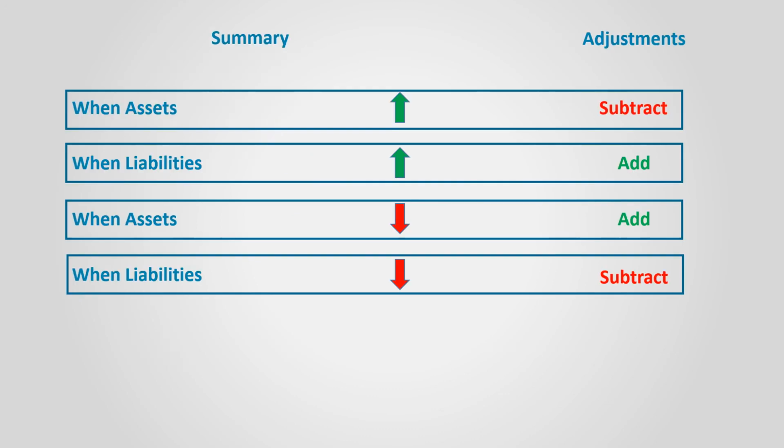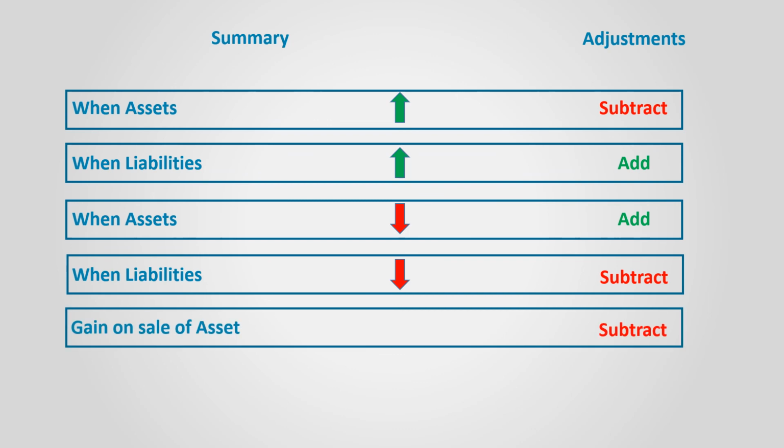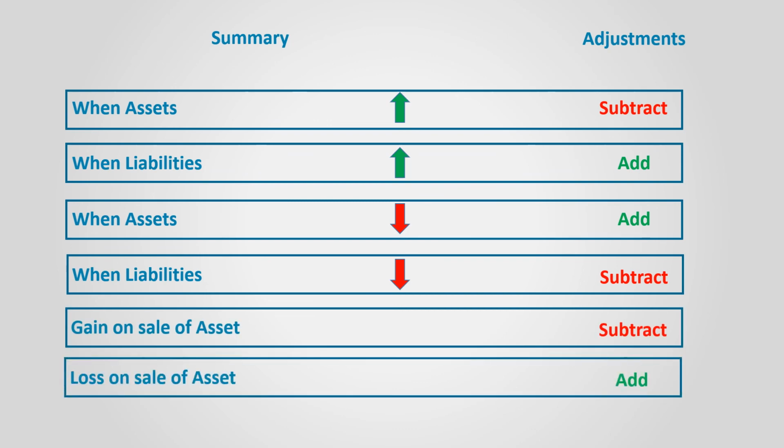Let's return back to the summary of adjusting the net income to cash flows. Now we can add the following points to the summary. Gain on sale of assets is subtracted and loss on sale of assets is added.